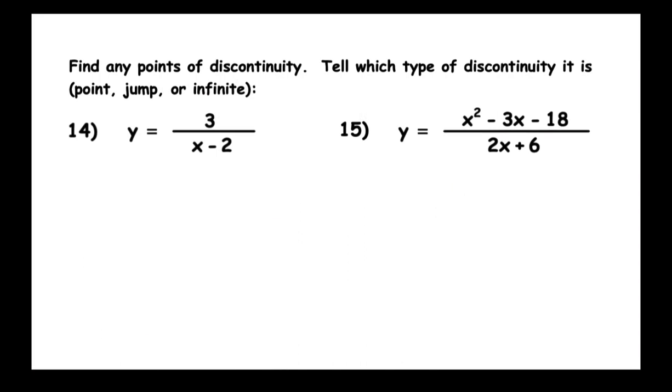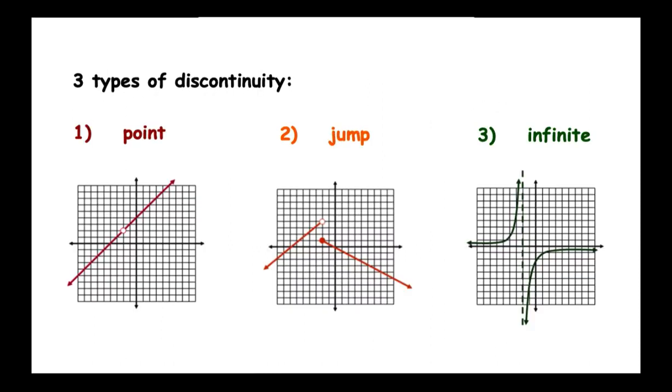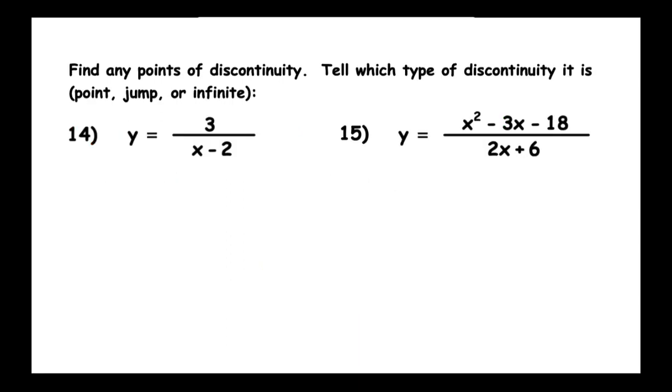All right, we're going to pick up where we left off on section 1.4. This time we're going to talk more about continuity. And you may remember from the past, there are three types of discontinuity: point, jump, and infinite. And we have to tell which type it is. Again, there's a quick visual reminder of what they are. Well, first off, when you look at number 14, there's an x minus 2 in the denominator. Since dividing by 0 is problematic, we know that there must be discontinuity at x equals 2. We just have to determine what type.